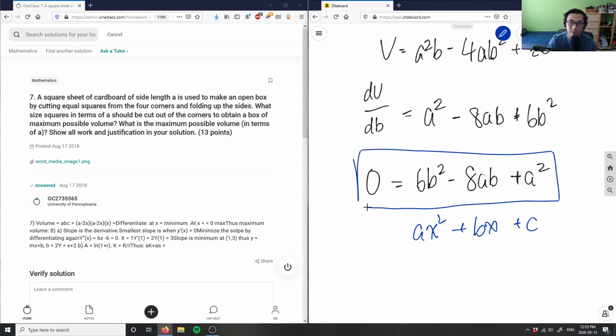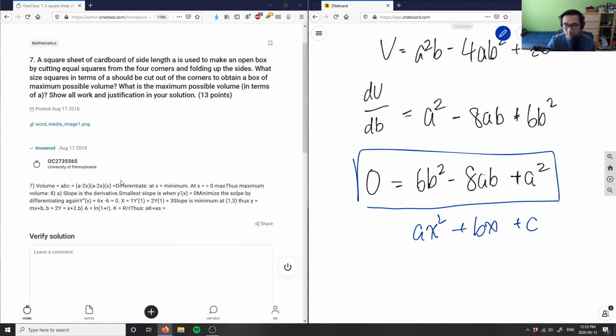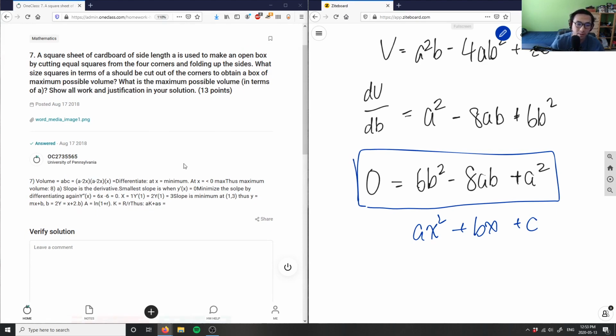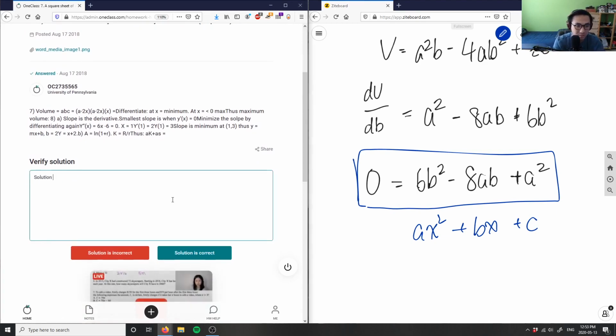And I can't verify my solution because the solution here is obviously incomplete. But this here is what I would be given if I were to take the derivative dV over dB to get me this formula, and set it to 0 to maximize the volume. So again, another differentiation problem. I'm going to say the solution is incomplete here.